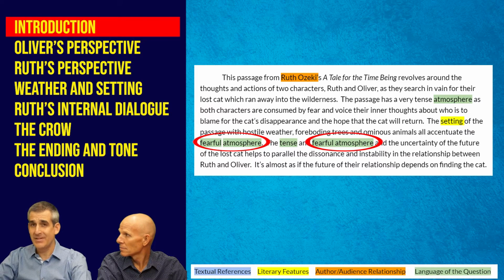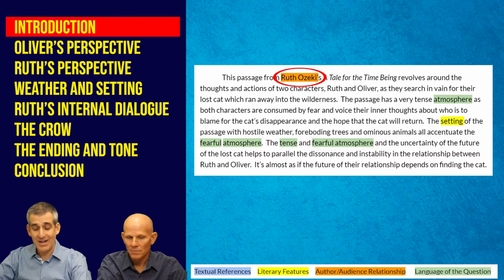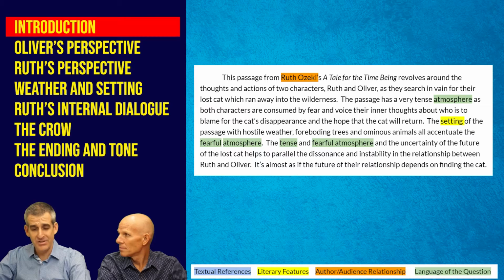And they're not just talking about the text. Ruth Ozeki, the author's name, is highlighted there. They're going to talk about how she uses the text to push her message. So I think the student's off to a great start.